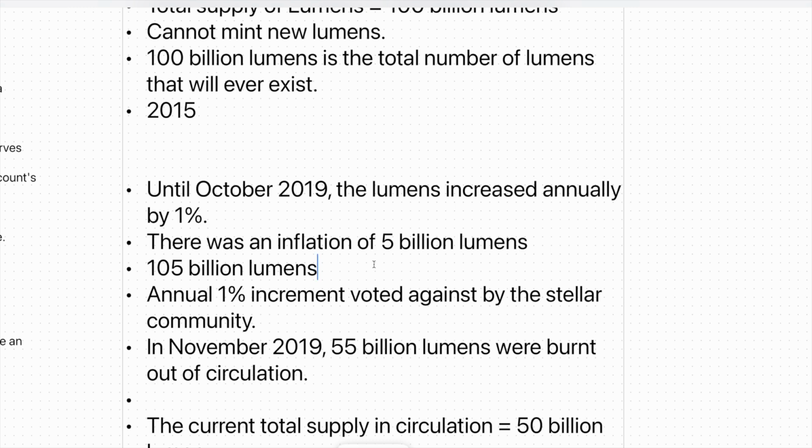Up until October of 2019, the community voted against the annual increase of lumen because it was leading to inflation. It was causing inflation in the tokens, and that is not good for any blockchain, really. You don't want to deal with inflation in the blockchain, so that the token can have more value. So the Stellar community voted against the inflation, which was basically the annual increment of the lumens.